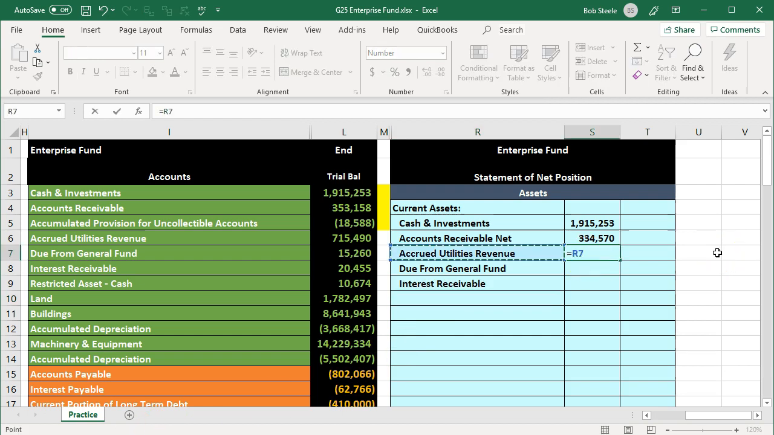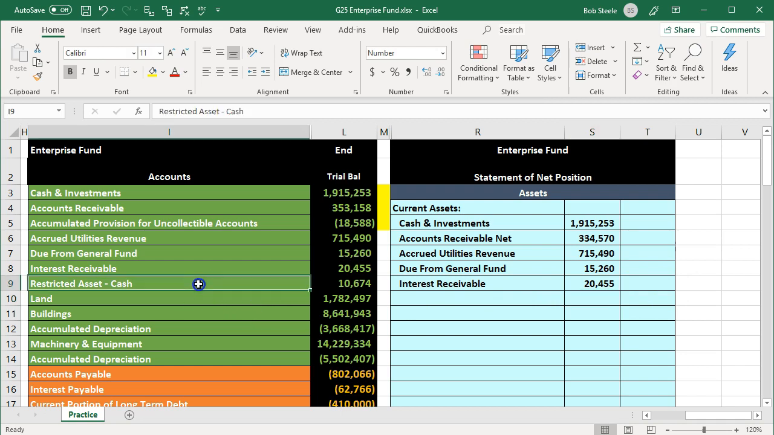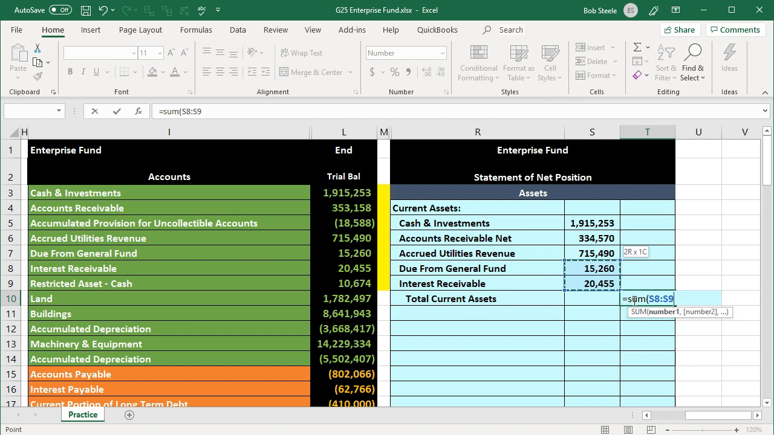We're going to say that we have the accrued utilities. We've got the due from general fund, and then we've got the interest receivable. And then of course we've got the restricted assets on the cash. Now we're going to put this into its own subcategory, which is going to be the restricted assets. So therefore, we're going to total up the total current assets, and we're going to pull that out to the outer column by saying equals the sum of these items. And we'll pick that up into the outer column.